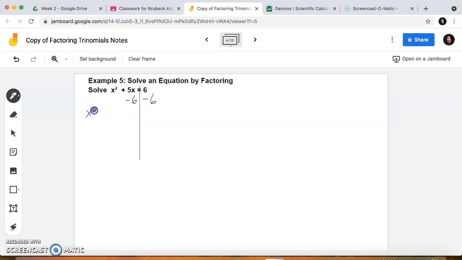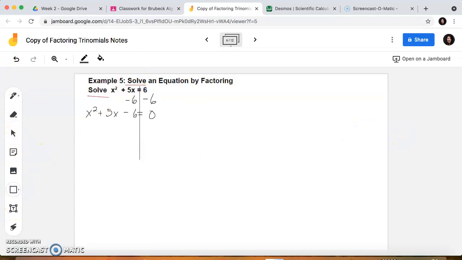x squared plus 5x minus 6, and it's going to equal 0. Okay, now this is the same idea, but it does say solve instead of factor, so I'm going to show you how solving is different than factoring.